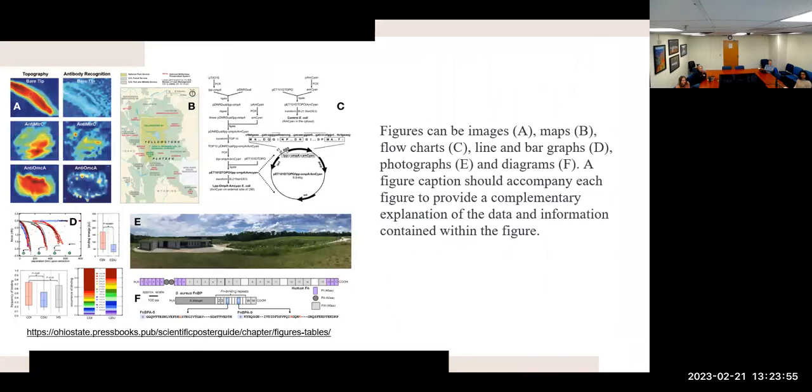All right, so figures can be images, maps, flowcharts, line and bar graphs, photographs, and diagrams. And you should always have a figure caption beside it. So title, notes at the end, or, hey, we're missing this many people, or something like that.